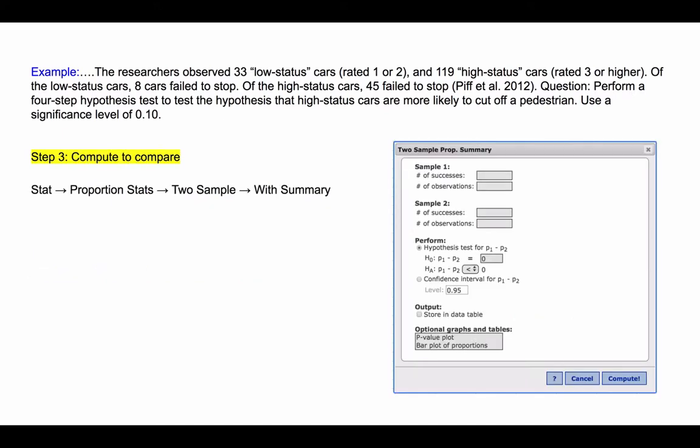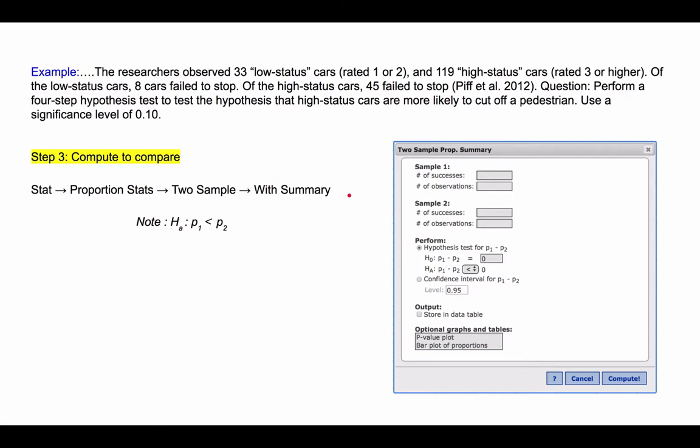Okay, so now that we've checked the conditions, we can finally do step 3. Step 3 is where we do our computational stuff. In particular, we find our test statistic. And so we've seen in another video that we can do this on StatCrunch by going Stat, Proportion Stats, Two Sample, With Summary.